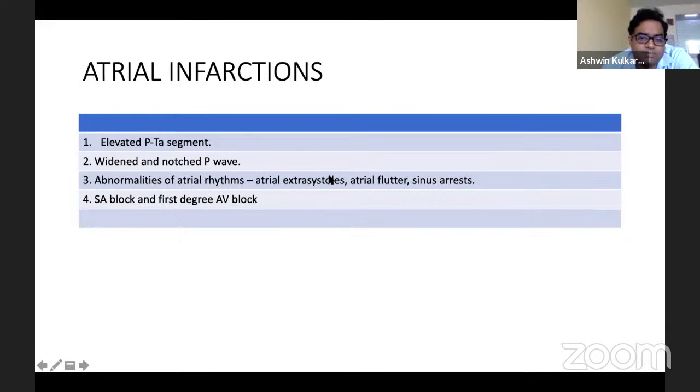Abnormalities of atrial rhythms, it could be atrial extrasystoles, atrial flutter, or sinus arrests. Any of these things suggest that it is an atrial arrhythmia due to atrial infarction. Also if there is a sinoatrial block and even first degree AV block. So all of these things are important. Especially, these things are asked in many of the MCQ questions where they give you a scenario with an elevated PTA segment and widened and notched P waves.